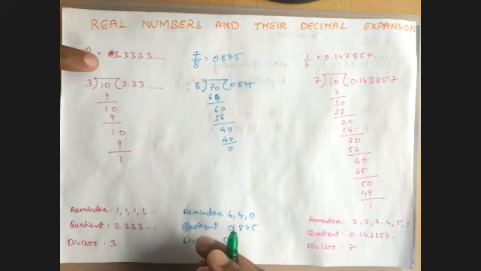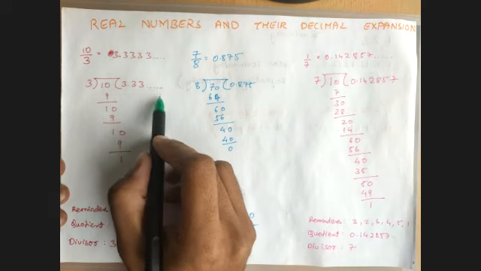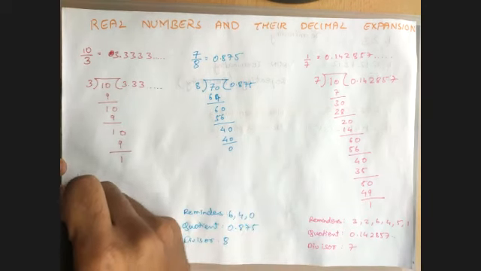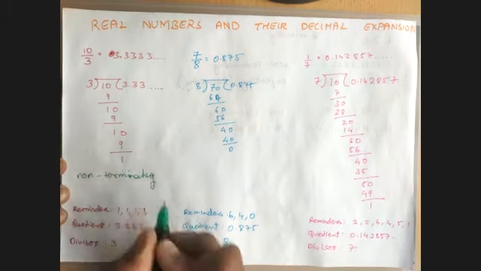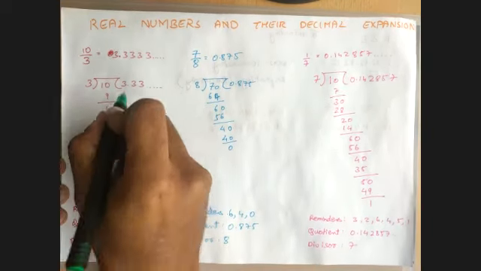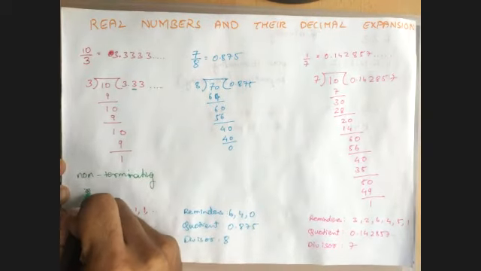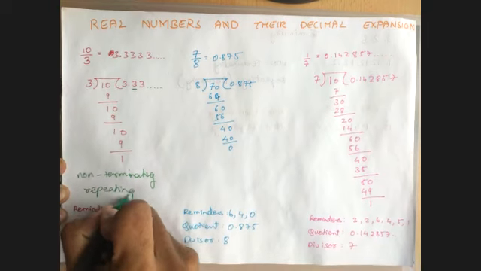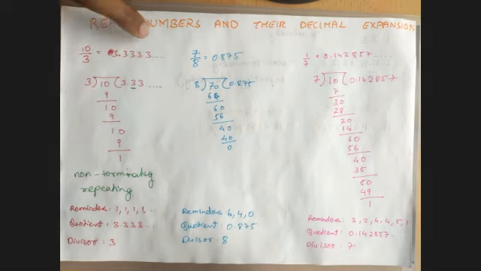So if we look at the quotient here, we can conclude that the decimal is non-terminating, and it is repeating. What is repeating? This number 3 is repeating. So we can conclude this. We can write 10 by 3 as 3.333333 dot dot dot. That means the 3 is recurring.